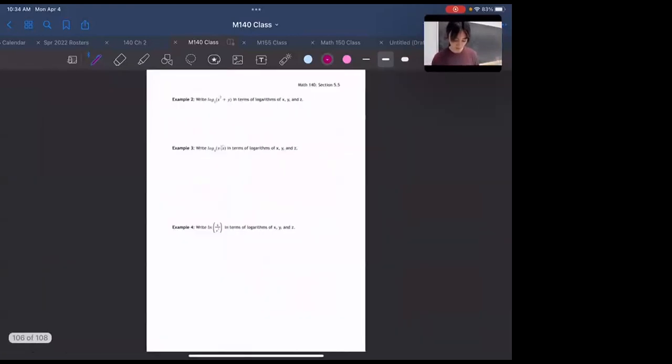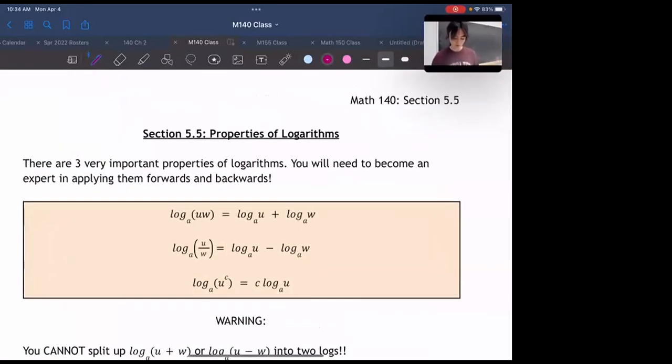So new section here, we're doing section 5.5, properties of logarithms, okay? I feel like this section is something that's very important once you get into higher level math classes, if you plan on doing that. If you plan on taking calculus, you're probably going to see this a lot.